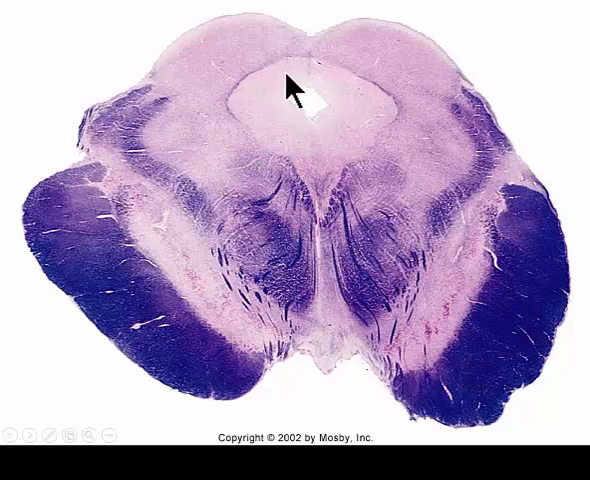What is this? Periaqueductal gray plays a role with pain modulation. Superior colliculus, medial lemniscus, probably a little bit of lateral lemniscus for hearing here. Substantia nigra, and beautiful cerebral peduncles. And we got a hint of the red nucleus here.